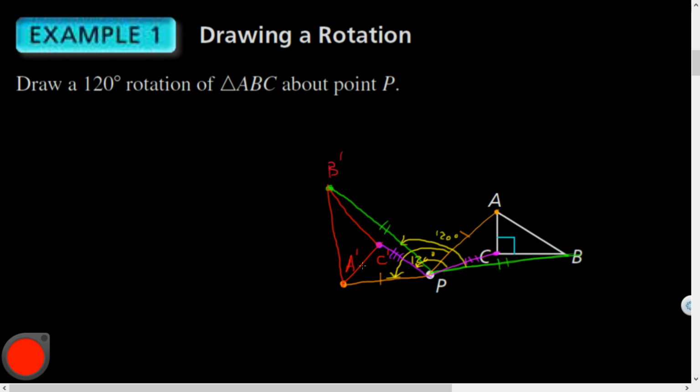I don't get it. How did you measure? Like, how did you know it's C prime? You would have measured it. So you would have measured like 2 centimeters and then gone out 2 centimeters. And to measure angles.